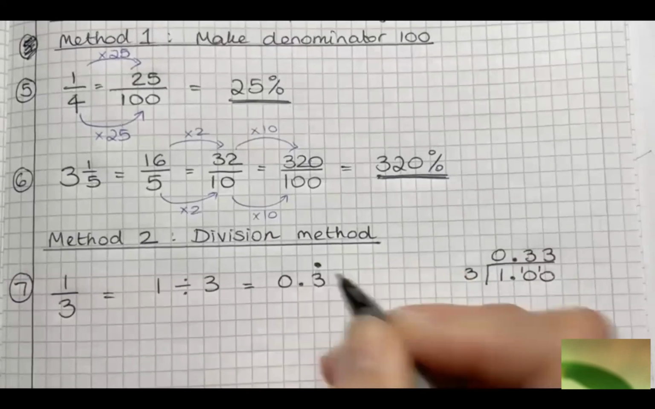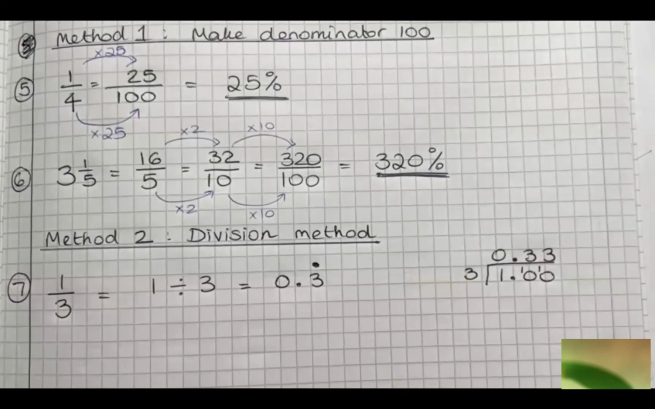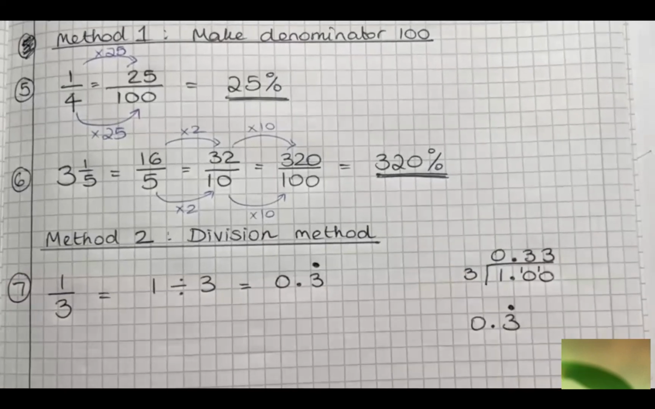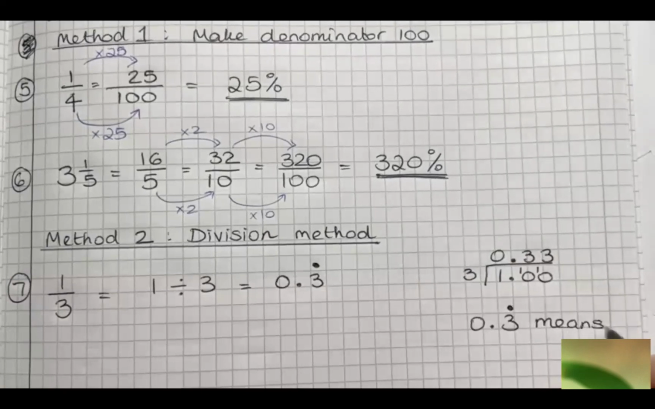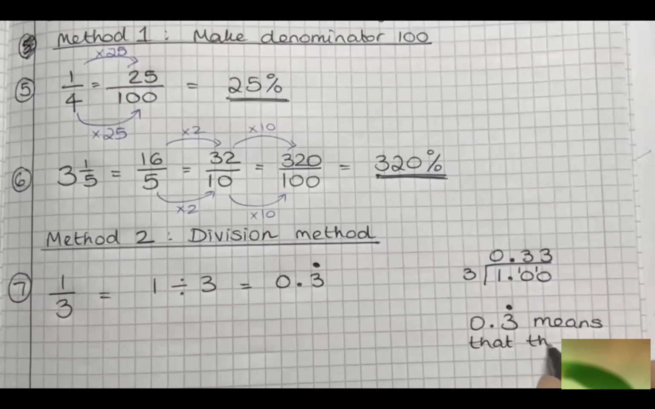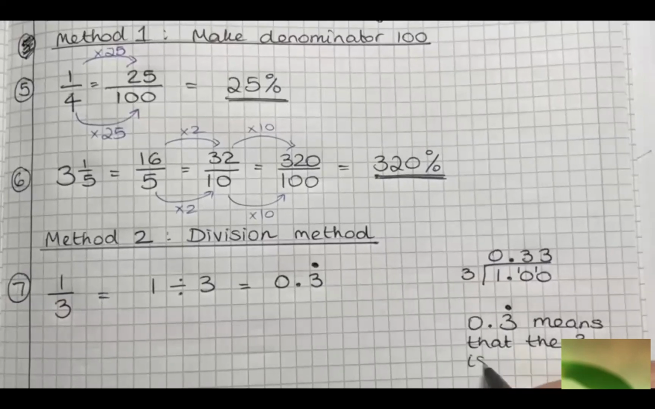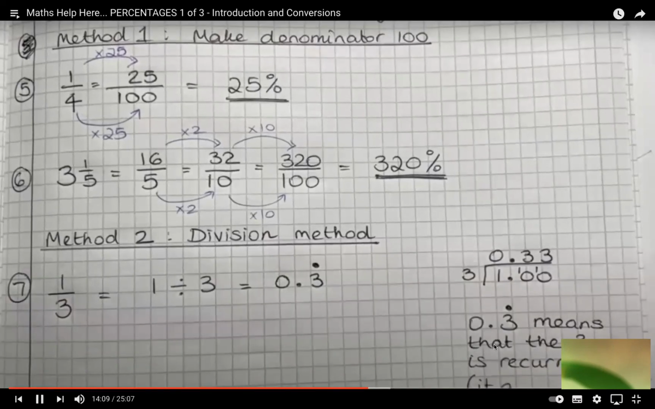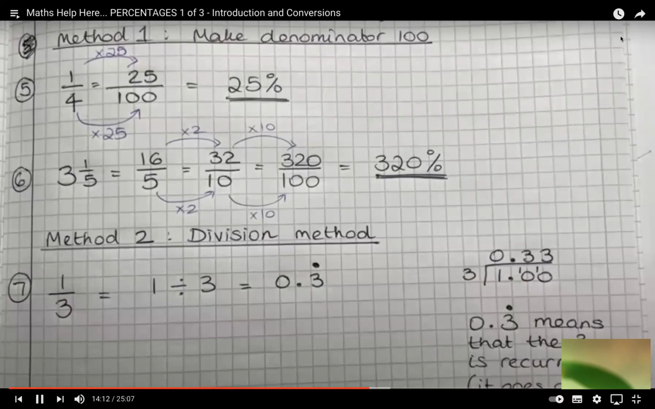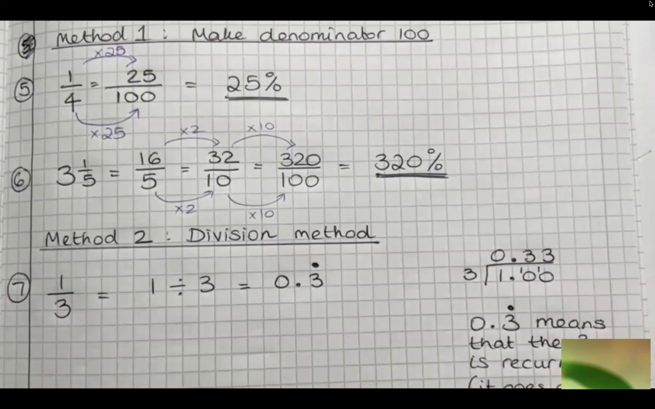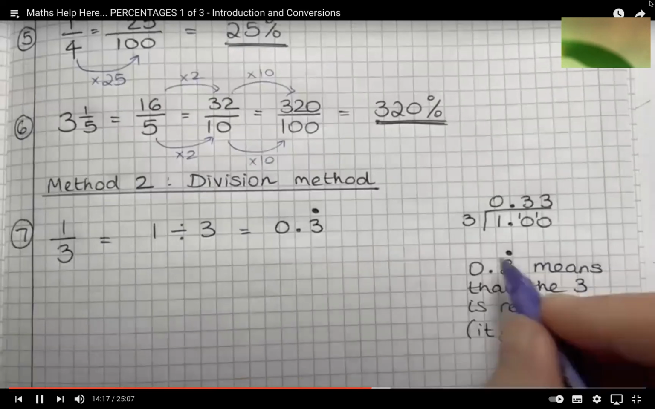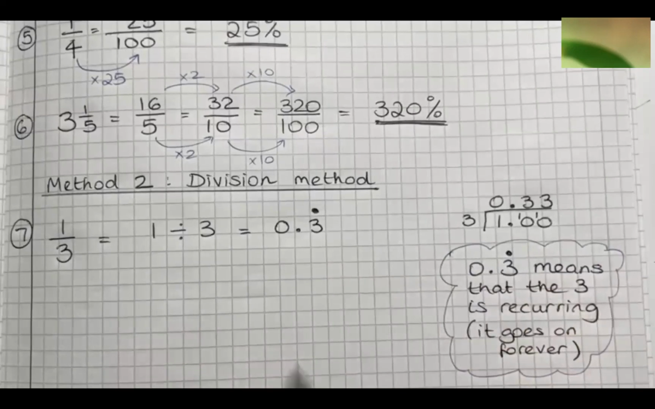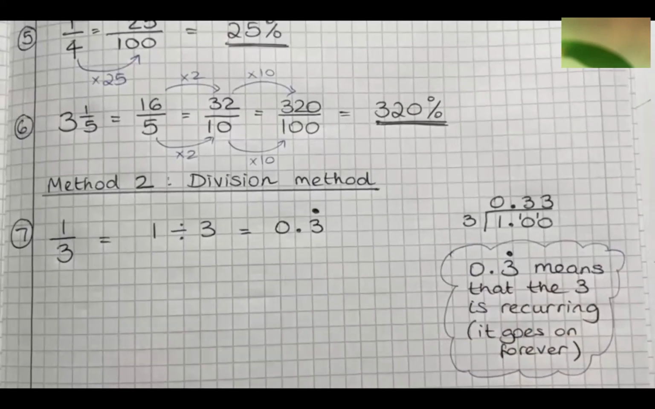So at this point, I've converted it into a decimal of 0.3 recurring. Let's just put that in a quick learning bubble as well to say that 0.3 with the dot over the 3 means that the 3 is recurring, i.e. it goes on forever. That's what recurring means. So just a quick little learning bubble there. So what I've done at this point is I've converted it into a decimal.